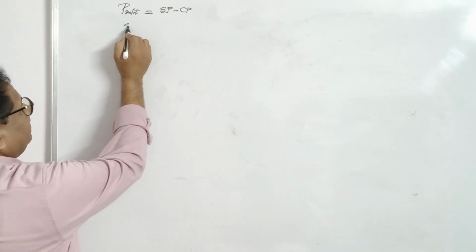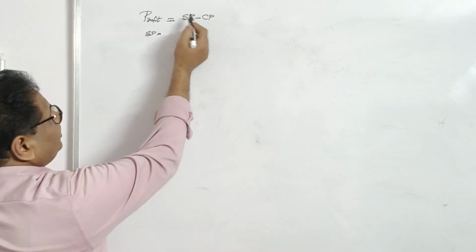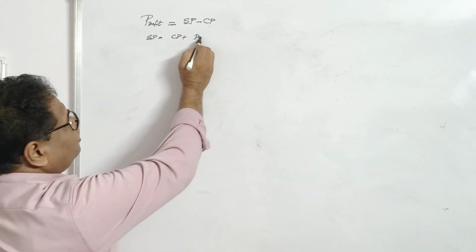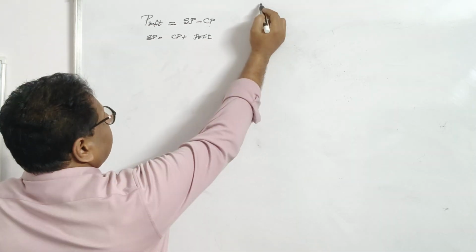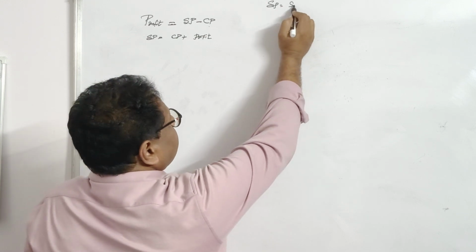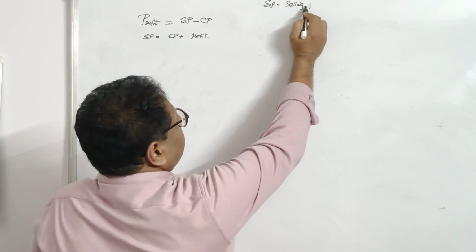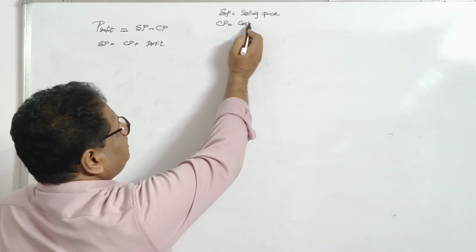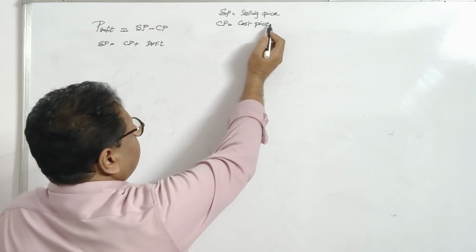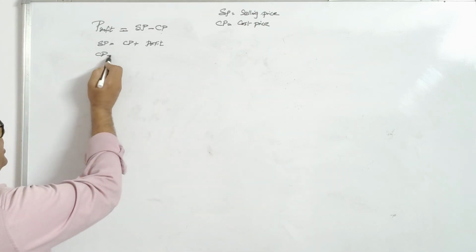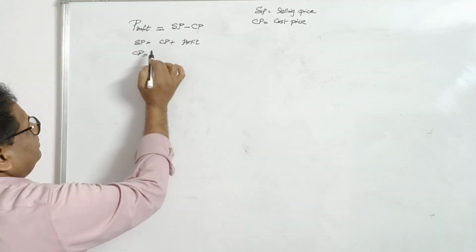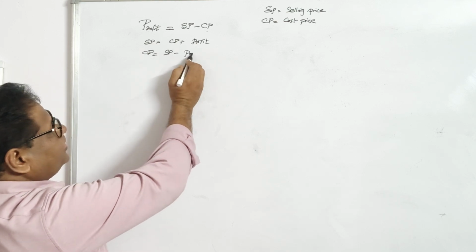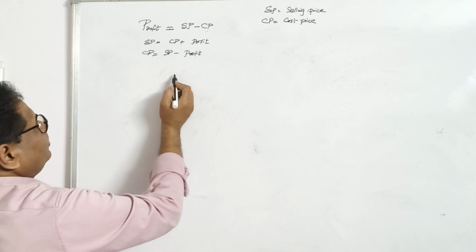And if you want to find the selling price, then bring the cost price over here. The formula will be CP, that is cost price, plus profit. Here SP stands for selling price and CP stands for the cost price, the purchase price, right? So if you want to find the cost price, bring the cost price over here. So the formula will be selling price minus profit. This is the expression for the cost price.